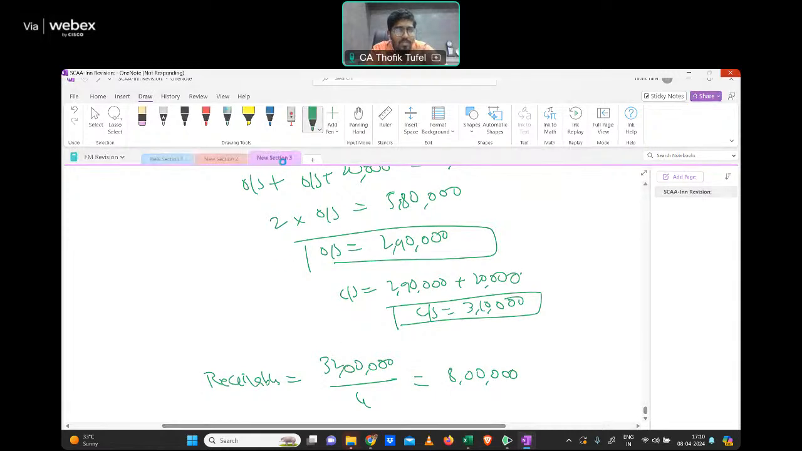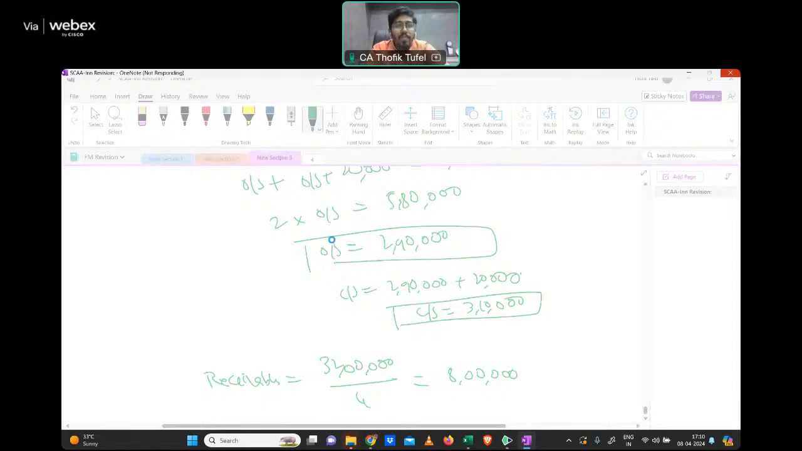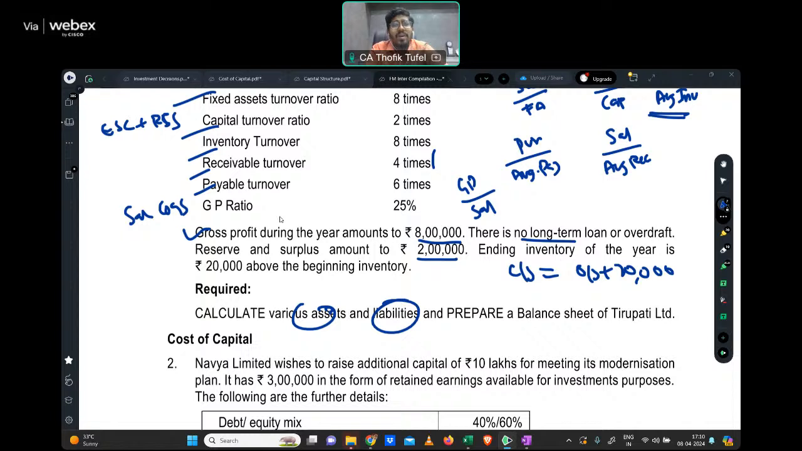ஒரு நிமிஷம், it is stuck. Just 1 minute. Okay. இப்போ நான் என்ன பண்ணணும் சார், எனக்கு பேயபிள்ஸ்க்கு எனக்கு பர்ச்சேஸ் தேவைப்படும் சார்.